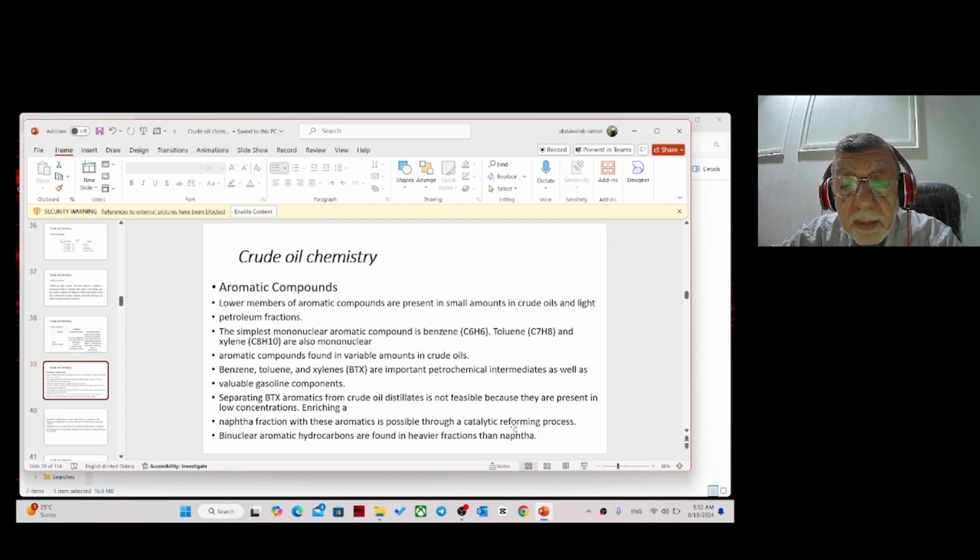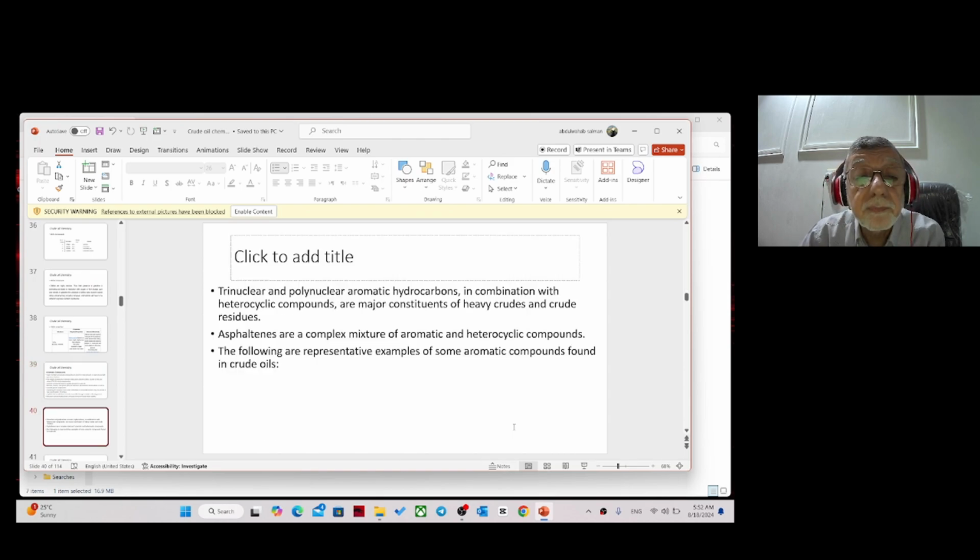Separating BTX aromatics from crude oil distillate is not feasible because they are present in low concentration. Enriching the naphtha fraction with these aromatics is possible through the catalytic reforming process. Binuclear aromatic hydrocarbons are found in fractions heavier than naphtha. Trinuclear and polynuclear aromatic hydrocarbons in combination with heterocyclic compounds are major constituents of heavy crude and crude residues. Asphaltenes are a complex mixture of aromatic and heterocyclic compounds.